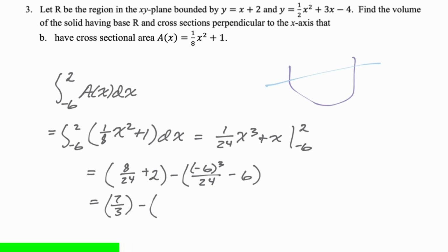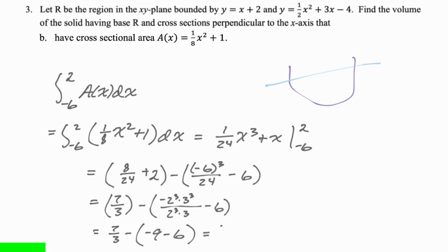There are other ways to do it, probably better ways. But I'm going to say this is -2 cubed times 3 cubed over 2 cubed times 3, and then minus 6. You can see it's easy to simplify that, in my opinion. 7/3 minus, you just have -9 minus 6, which is -15. So you have 7/3 plus 15, basically. So 7/3 plus 45/3, which is 52/3, which is the final answer. It's not going to get any better. All right, that's the entire problem set. I hope this was helpful, and good luck.